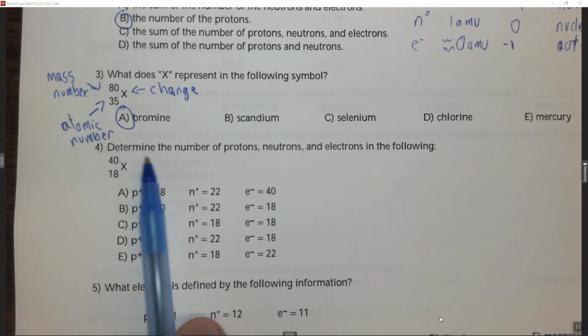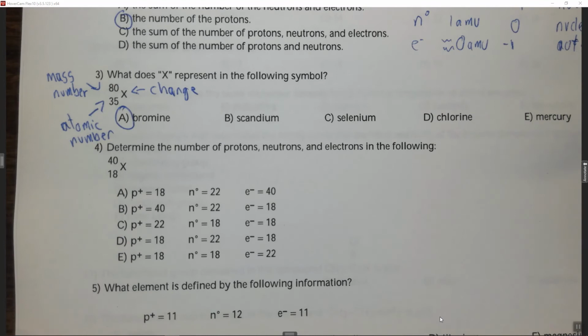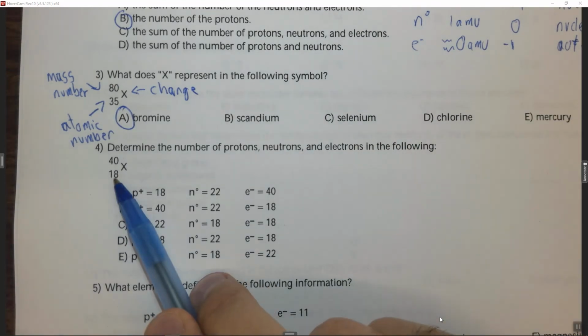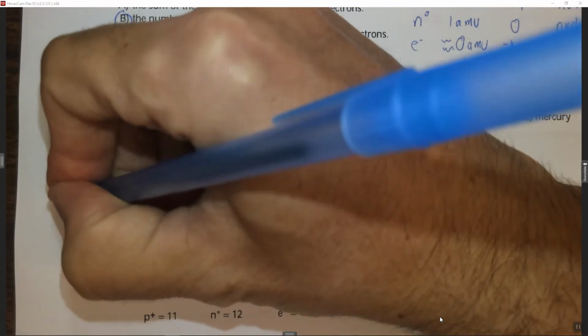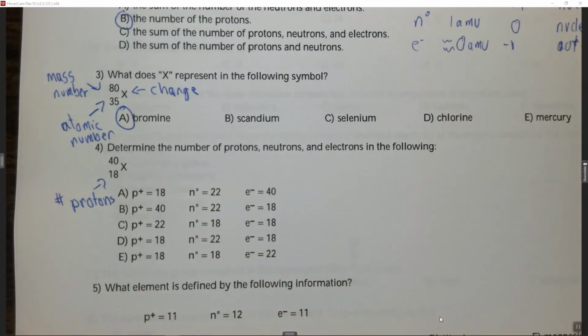Number 4 says, determine the number of protons, neutrons, and electrons in the following. And if you haven't watched the first 3 questions, it's probably a good idea to watch those before doing this one. So the atomic number is also the number of protons. Okay, so this has 18 protons.